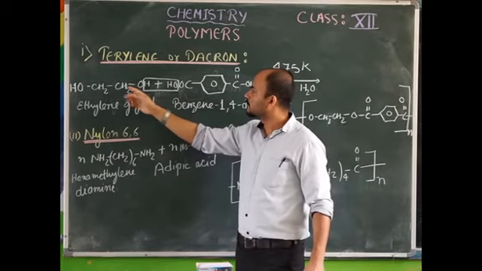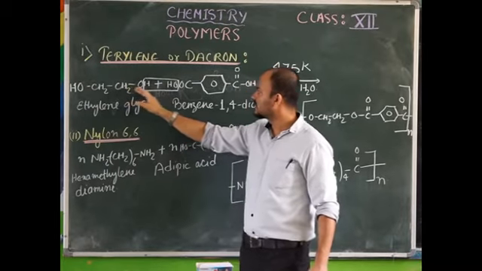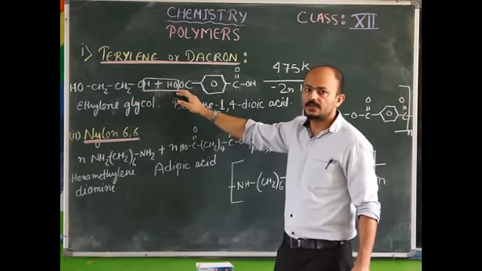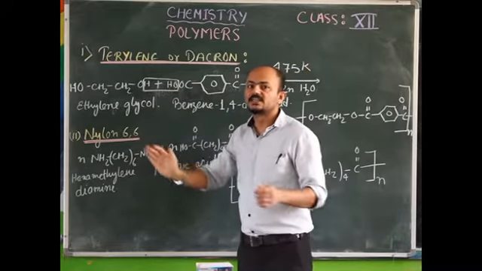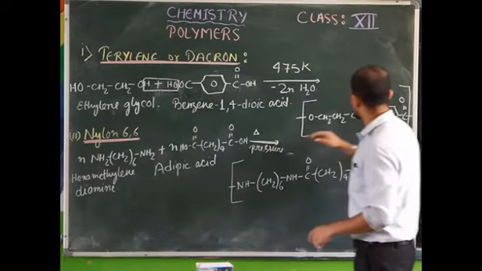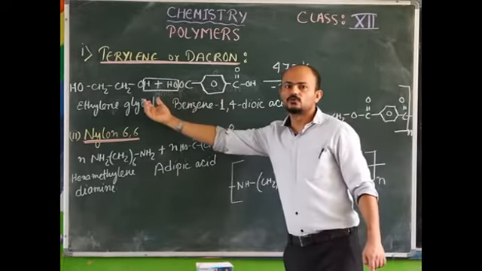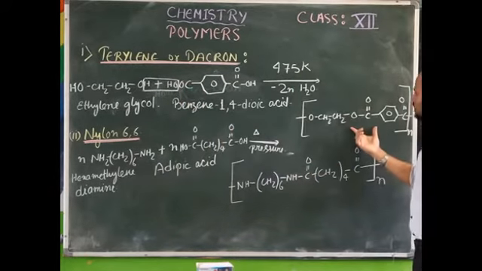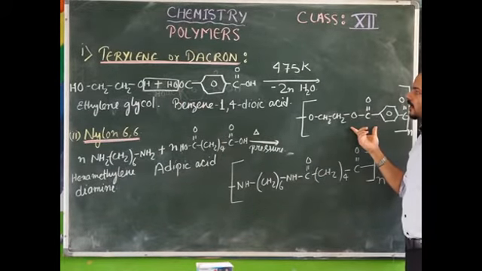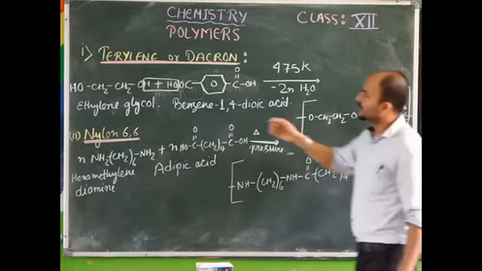As a result, there is a bond formation between this oxygen and this carbon, and these two get condensed. So it is a condensation reaction of these two, and here we get the polymeric form of dacron.